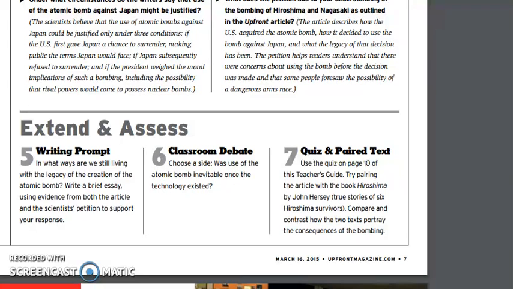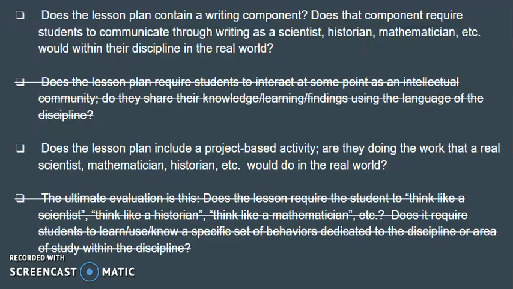And I definitely feel like that's what all of these can do. That's what the discussion will do. That's what the classroom debate will do. They'll choose a side. Was the use of the atomic bomb inevitable once the technology existed? And I definitely think that's also where we can mark off whether or not the lesson plan includes a project-based activity. Are they doing the real work that real scientists, mathematicians, or historians would do?